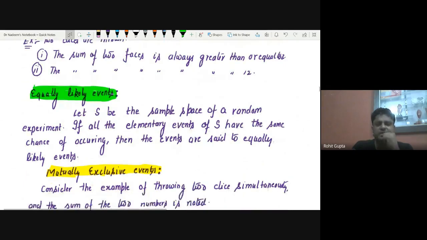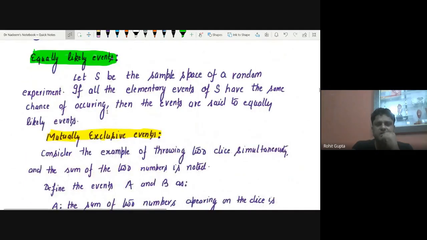Equally likely events. Let S be the sample space of a random experiment. If all the elementary events of S have the same chance of occurring, just note this line, have the same chance of occurring, then the events are said to be equally likely events.